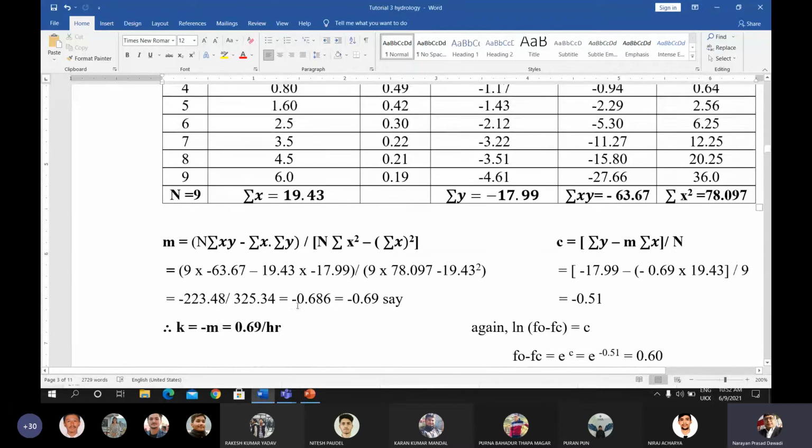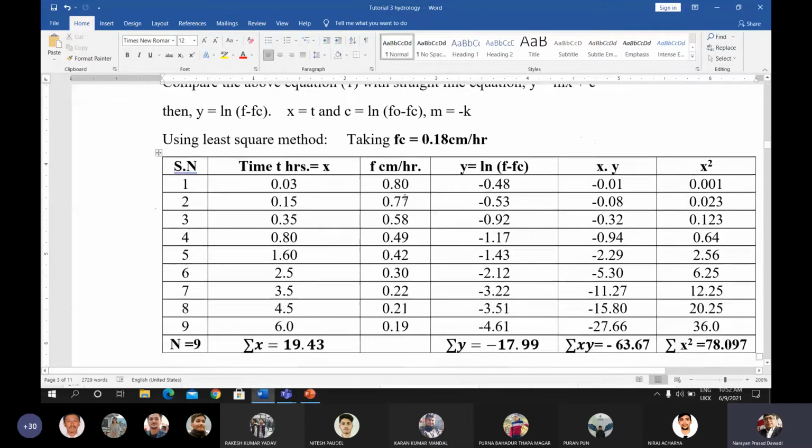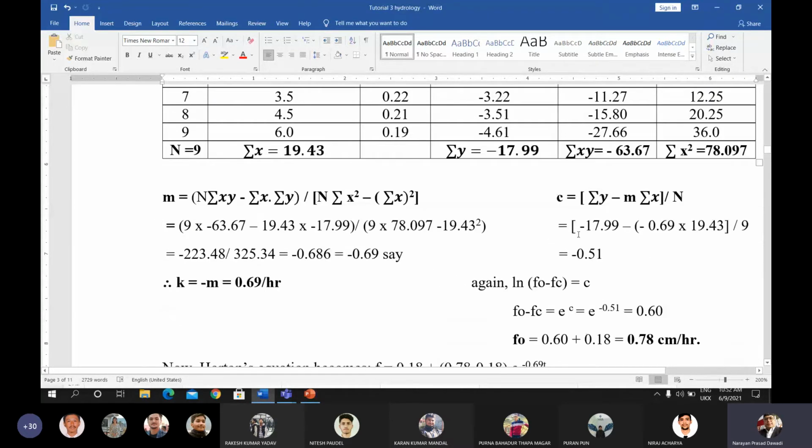Now for finding the constant C, we use the equation C is equal to summation y minus m summation x, all divided by the total number of observations. Summation y is minus 17.99, this minus is for the formula, and the value of m is minus 0.69.